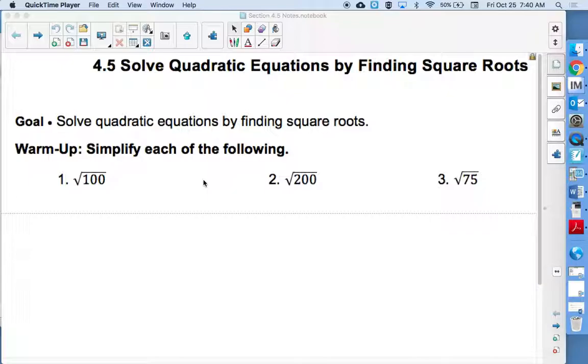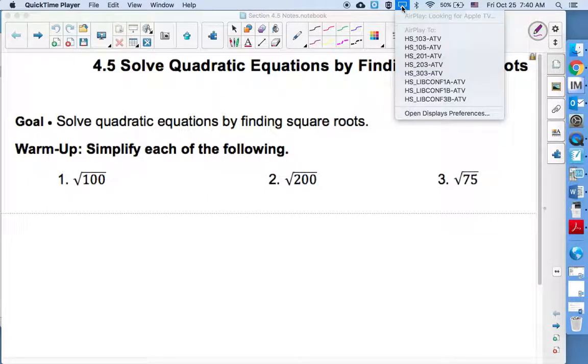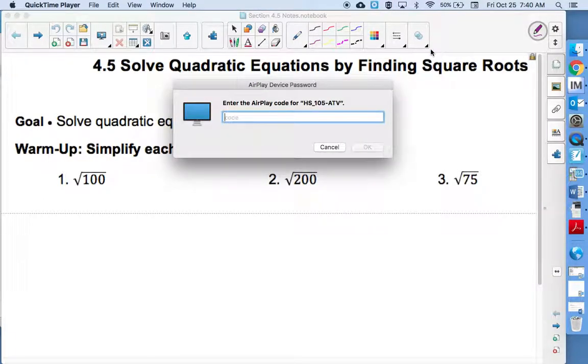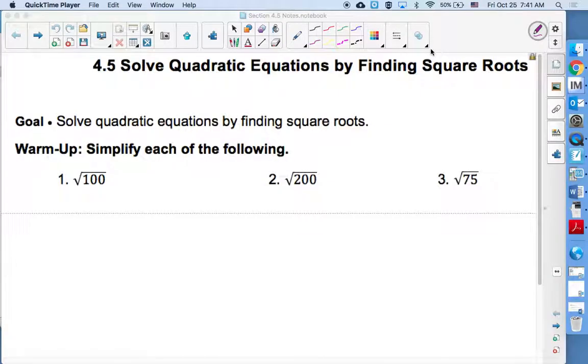So I asked you to do these yesterday. If you did them after the quiz or you did them for homework, just as a little review to get you into the radical thought process, because a lot of the answers we're going to be looking at from here on out are square roots and radicals. When it's factorable, you get nice answers. If we cannot factor a problem, then we generally will have answers that have square roots in them. And those square roots. So just a little refresher.